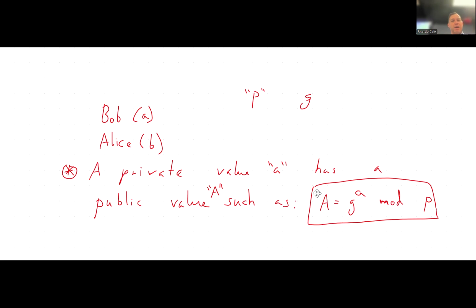So a private value a has a public value uppercase A, such as A equals g to the a mod p, right? You can see these are all the parameters that have been chosen. This is going to depend on whether you're Bob or Alice, so we'll see an example in a second. Now we're going to look at the next step, so I'll create a new slide here.